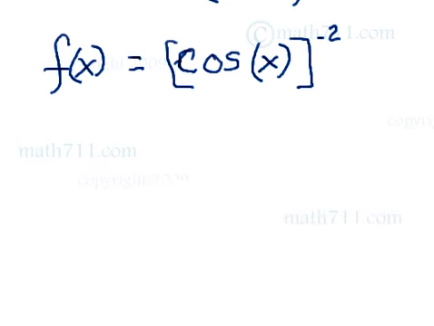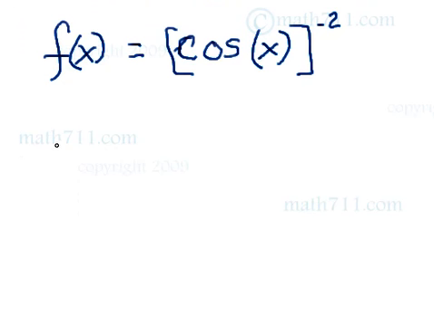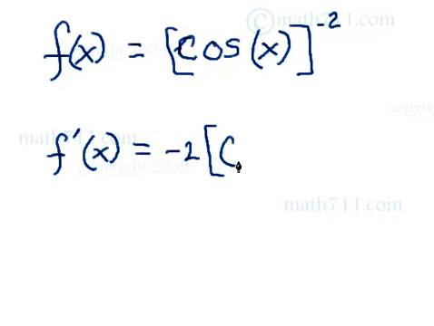Alright, so now finally let's just take the derivative of this. So this becomes f prime of x is equal to, I'm going to take this negative 2, bring it out front, rewrite everything in the brackets, and we're going to subtract 1 from that, so that becomes a negative 3. Now we have to take the derivative of what's inside the brackets and chain it out.